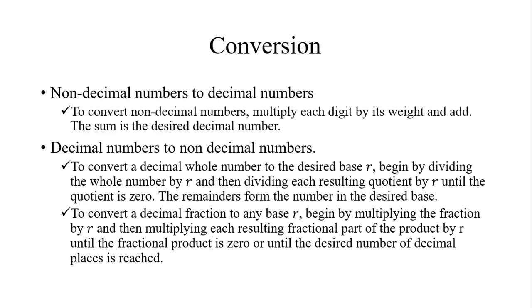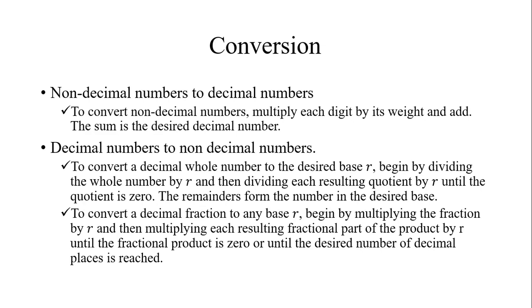To convert a decimal whole number to the desired base r, begin by dividing the whole number by r and then dividing each resulting quotient by r until the quotient is 0. The remainders form the number in the desired base. So decimal whole numbers are converted to non-decimal numbers by repeated division.